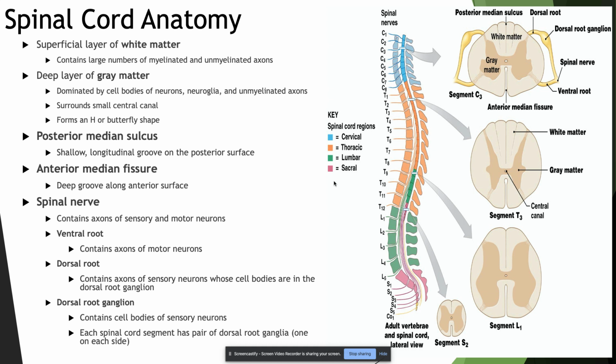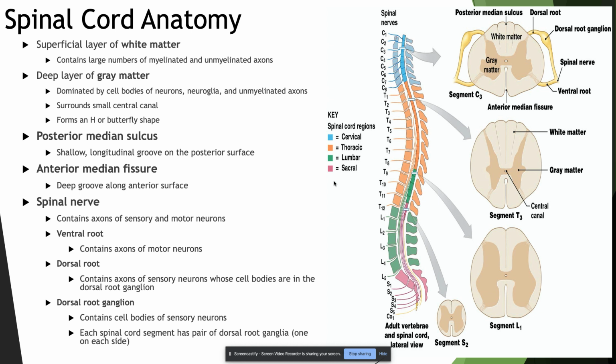The spinal cord contains gray matter and white matter. So gray matter, which is dominated by the cell bodies of neurons, neuroglia, and unmyelinated axons, surrounds the narrow central canal and forms a butterfly shape. And the gray matter can be organized into structural and functional areas.